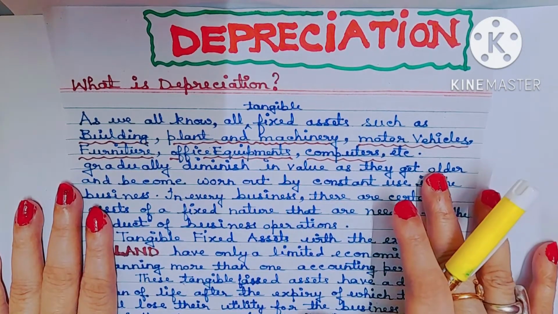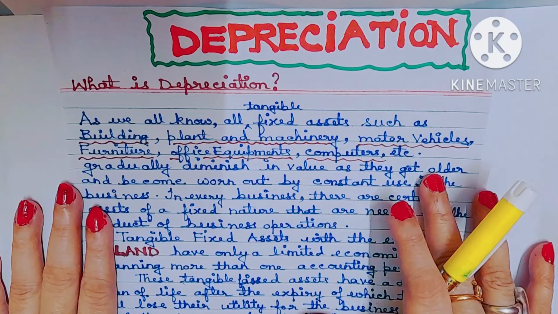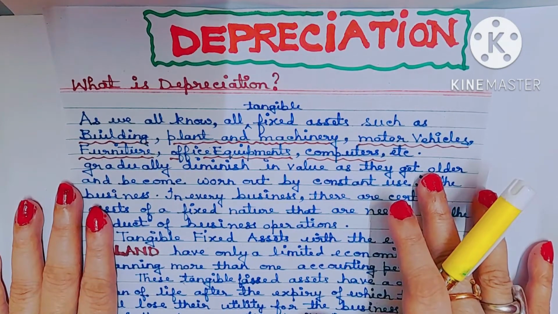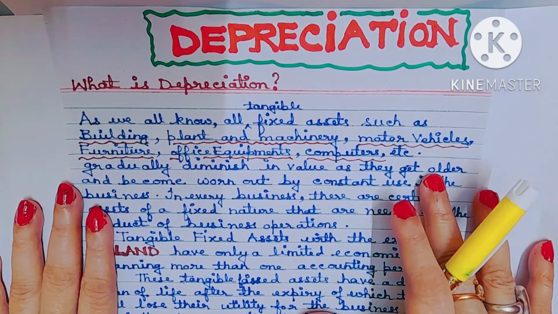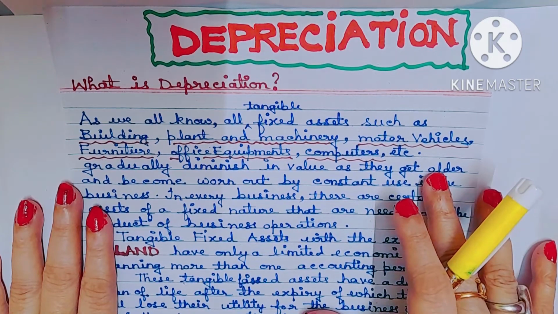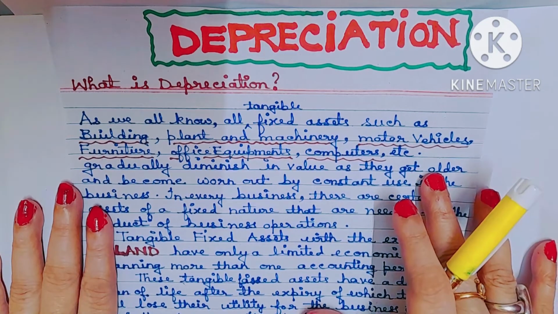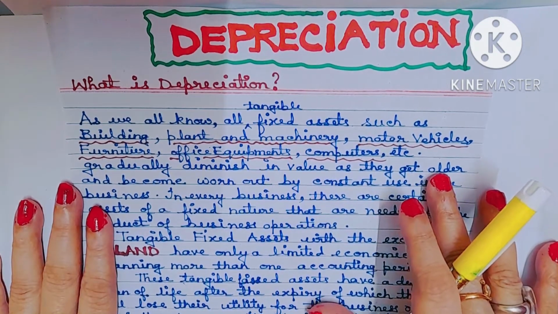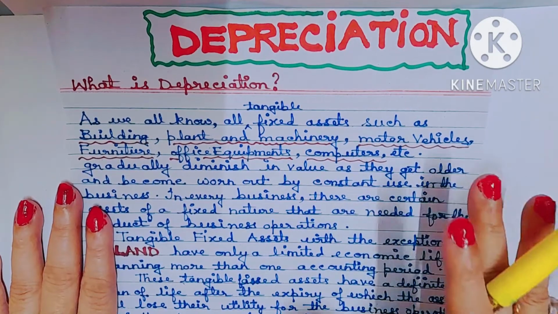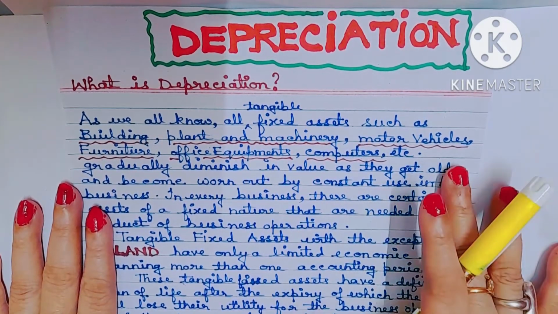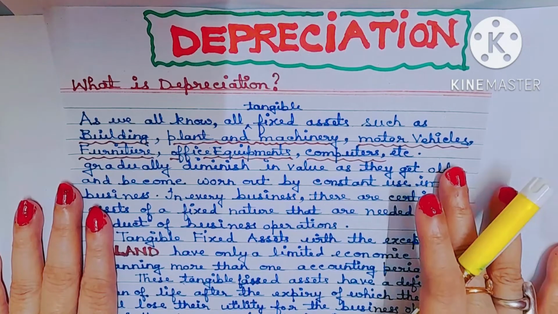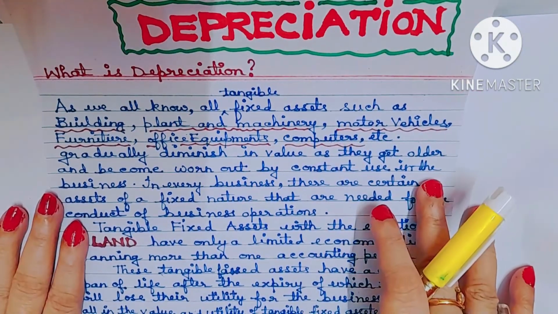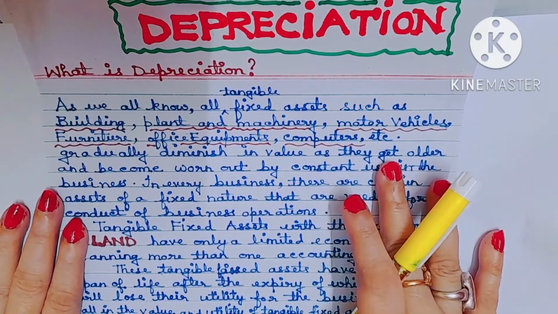So wear and tear is the normal degradation of an asset from ongoing usage. Even when it is being properly maintained, wear and tear gradually reduce the utility value of an asset. That means constant use of an asset. Okay? Now what is tangible fixed assets?